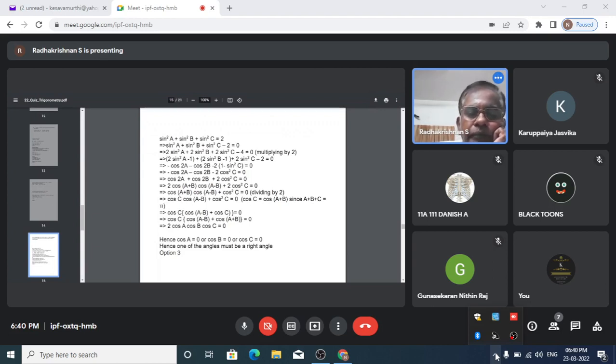Cos a plus b equal to, actually it should be minus cos c, right? So it should be minus cos c. So cos c into cos a minus b plus cos square c equal to 0.